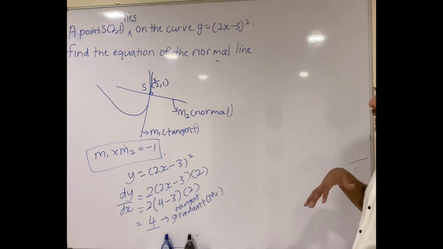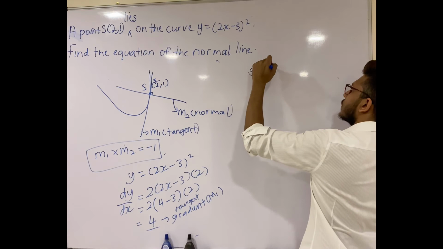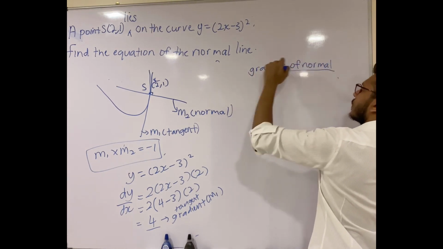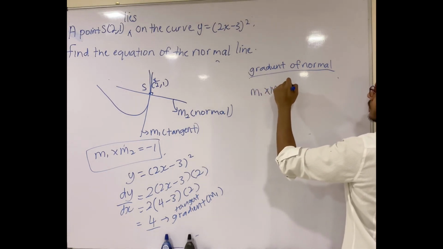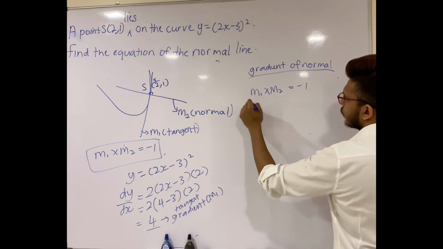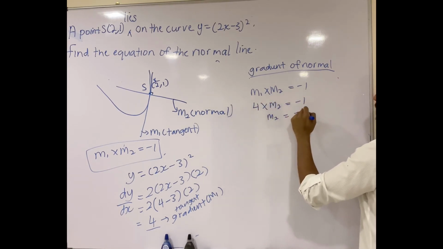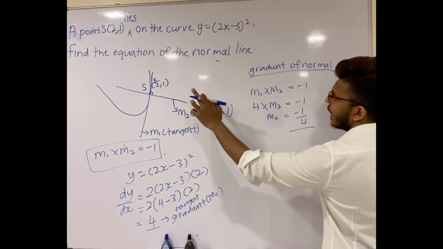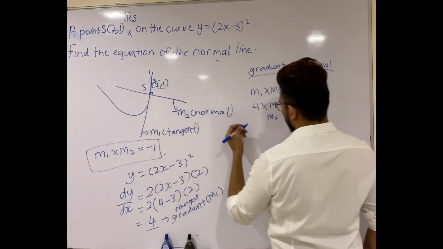But we are interested in M2. So the gradient of the normal is going to be, M1 is 4, so M2 is -1/4. We have the gradient, and if you realize this normal line passes through (2, 1), so we can use that point as well.